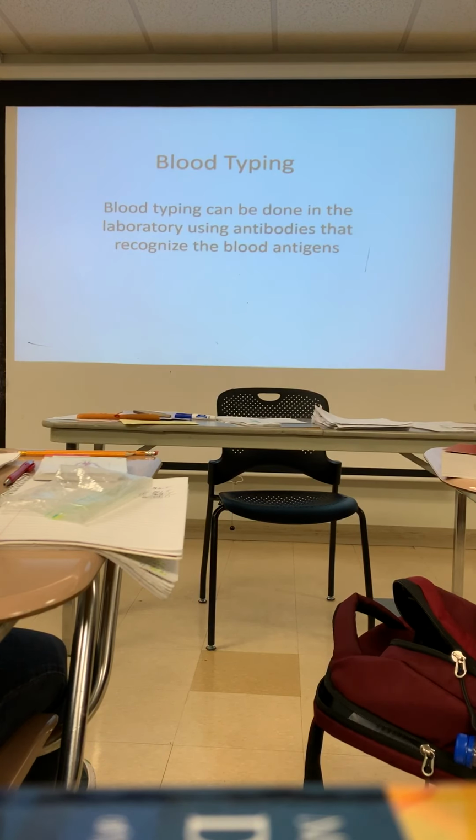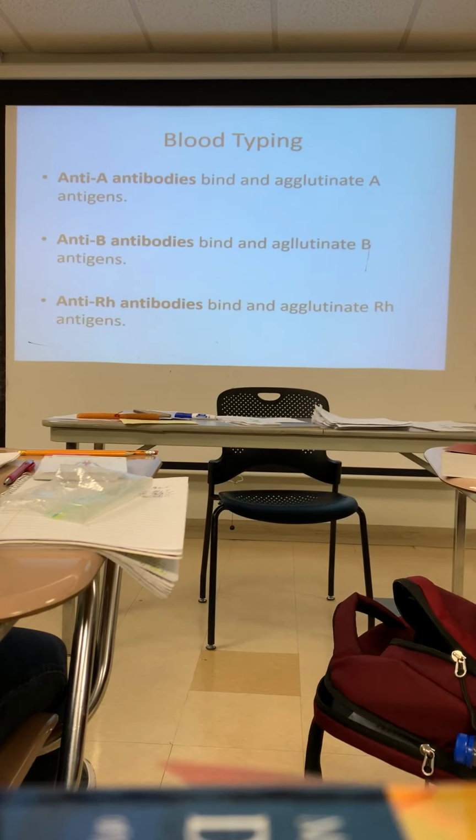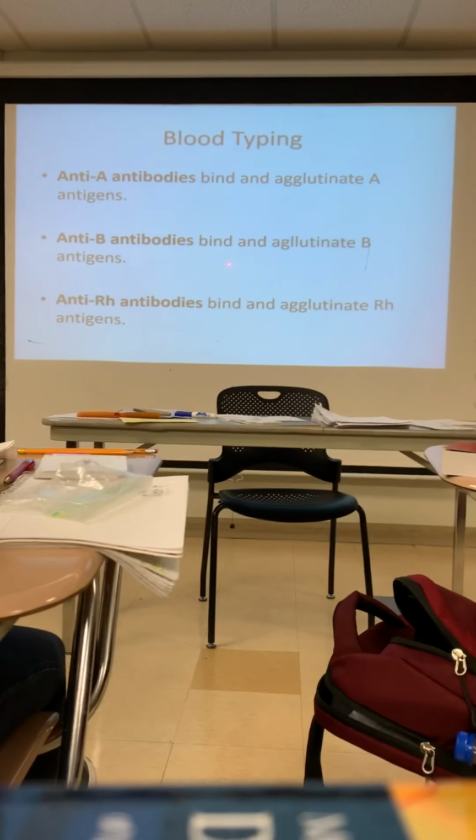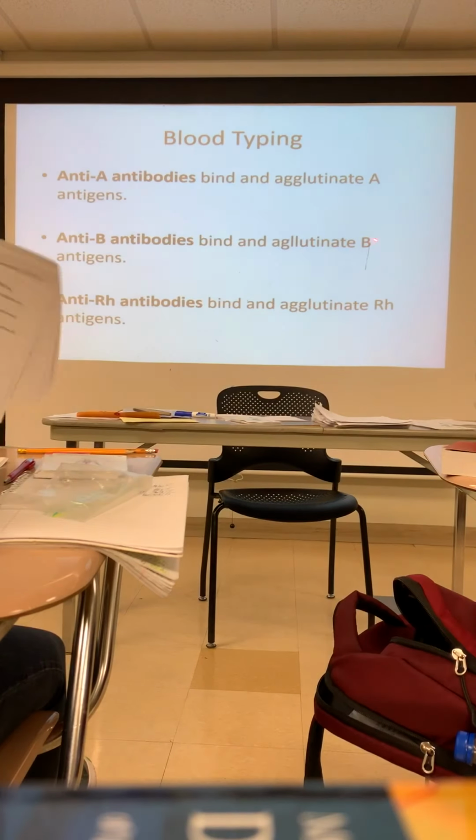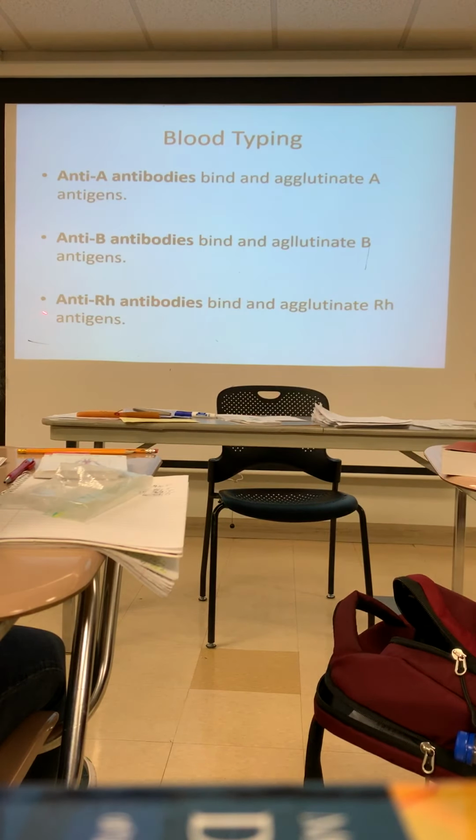Good? Okay. So now we go into the main. Anti-A antibodies bind and agglutinate A antigen. Anti-B antibodies bind and agglutinate B antigen. Anti-RH antibodies bind and agglutinate RH antigen. Do you understand those words?